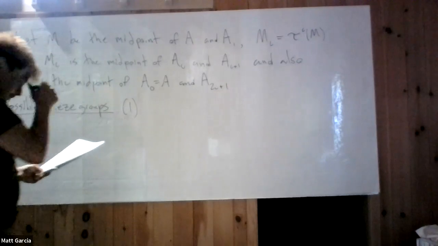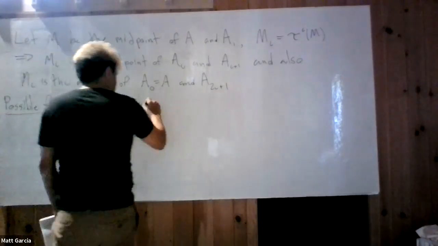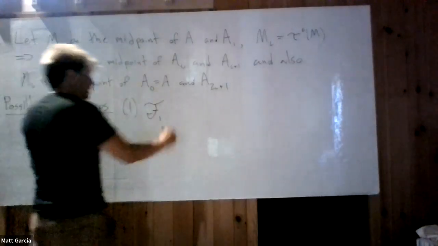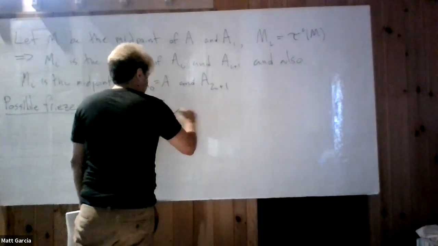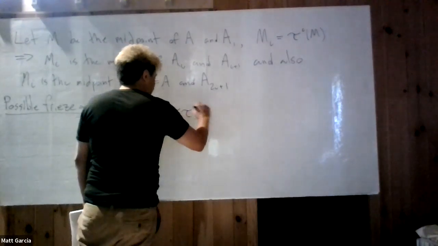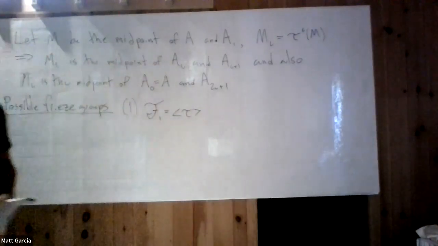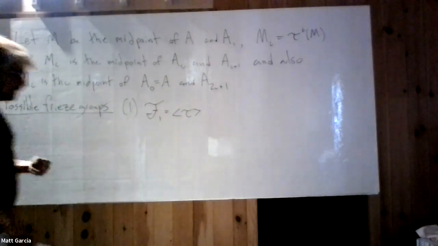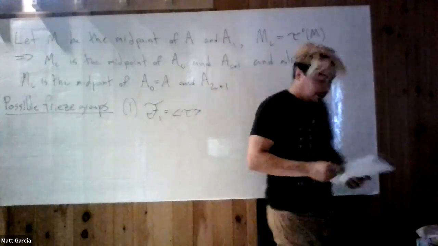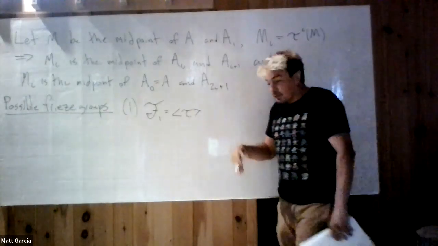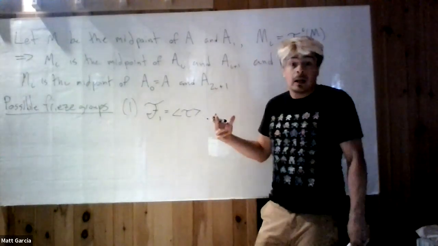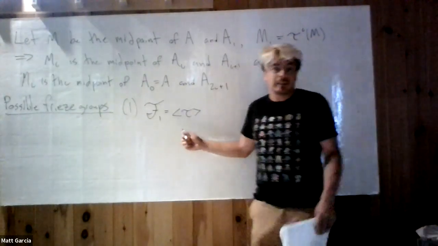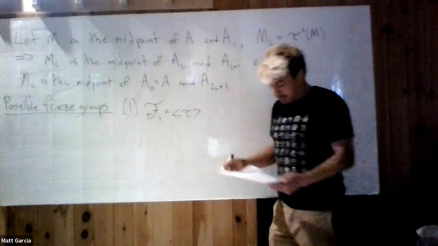First possibility. Let's set F1 just equal to the group generated by just tau. Okay. Remember in the definition of Friese group, there's no requirement that we contain anything beside translations. So this is the simplest possibility to start with.